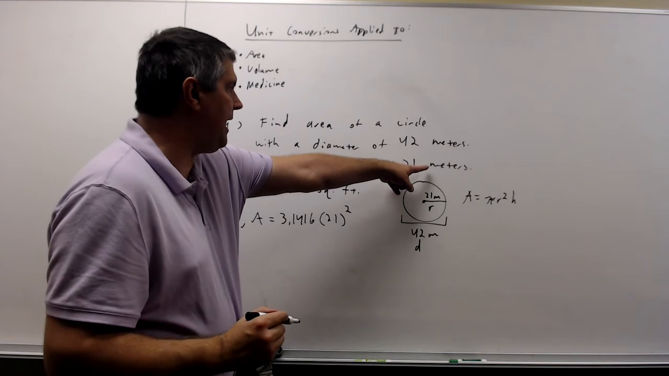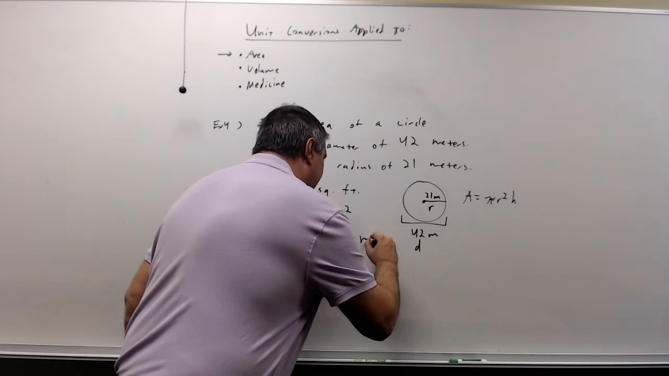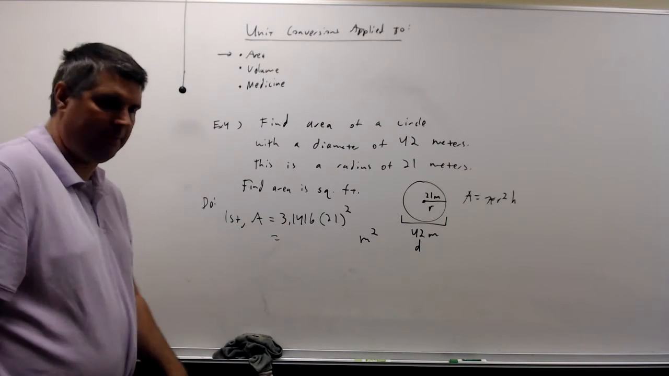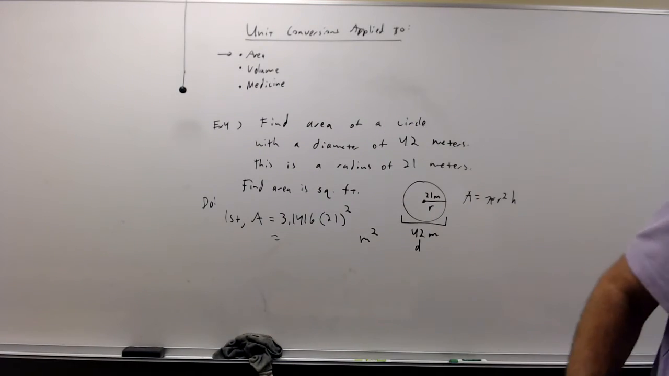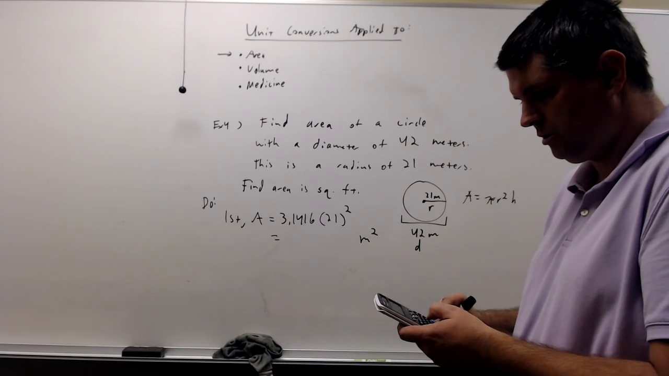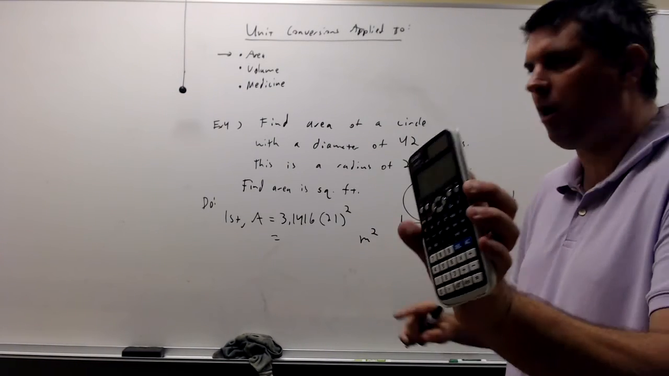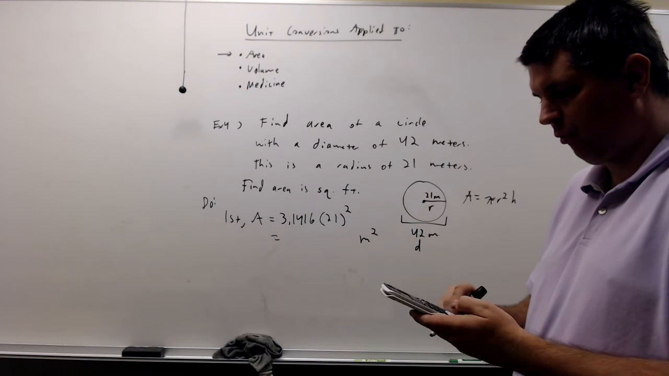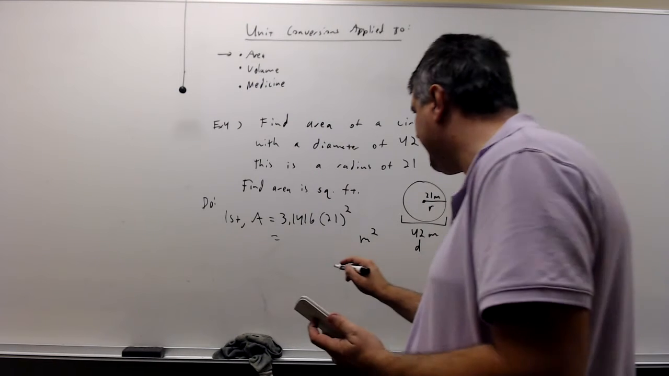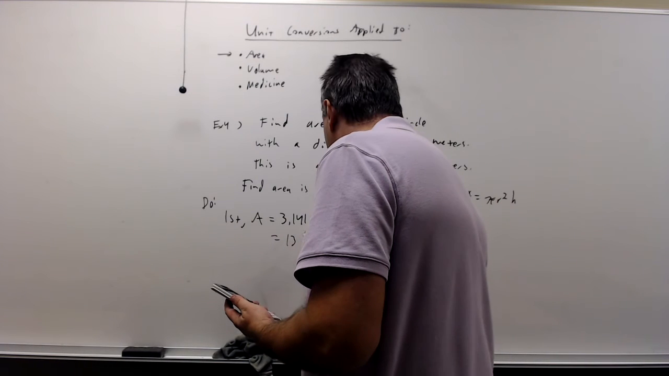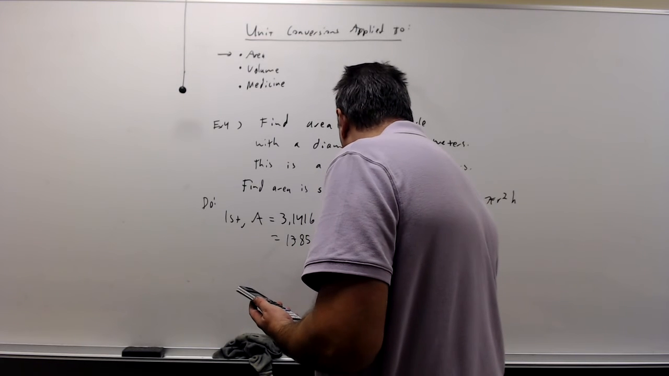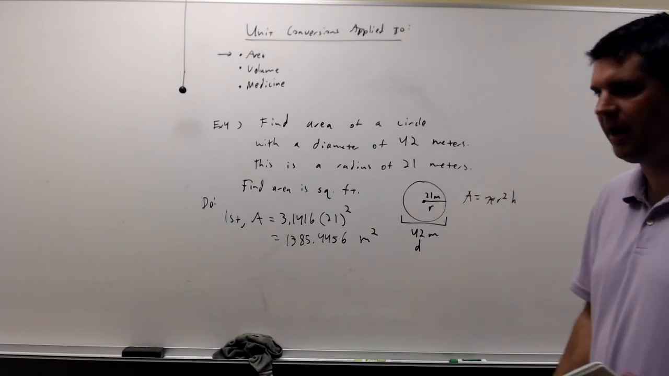And since it's going to be area, we're looking for meters squared. So I'll go ahead and leave the meters out for the time being. So 21 squared is 441 times 3.1416. So I get 1385.4456 square meters.